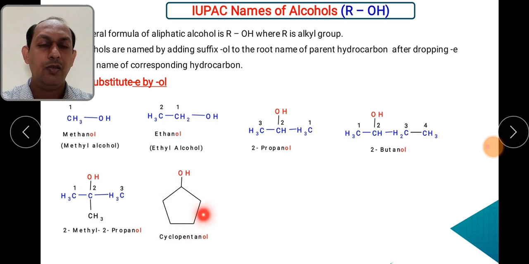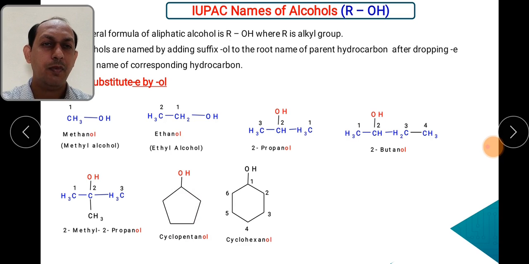Then cyclic alcohol. Cyclopentanol. 1 2 3 4 5. One more carbon. 1 2 3 4 5 6. So this is an alcohol having 6 carbons in the ring. Cyclohexanol. Okay. Last letter OL. Prefix कौन सा यूज करना है? Cyclo. When there is a cyclic compound, you have to use the prefix cyclo.